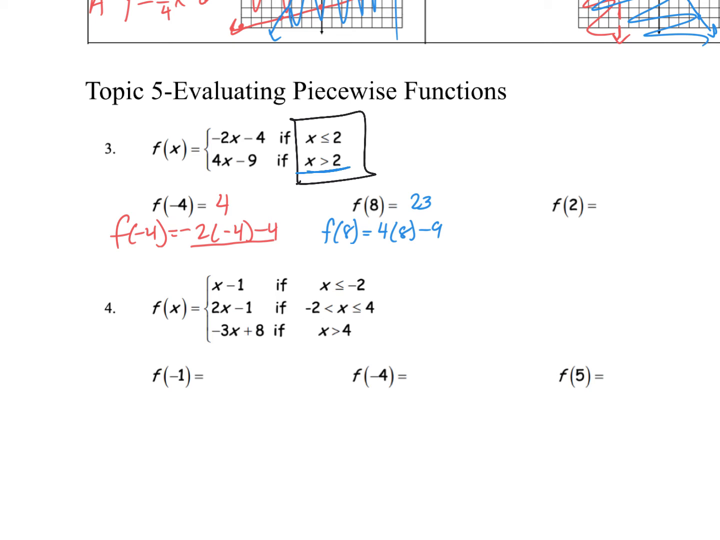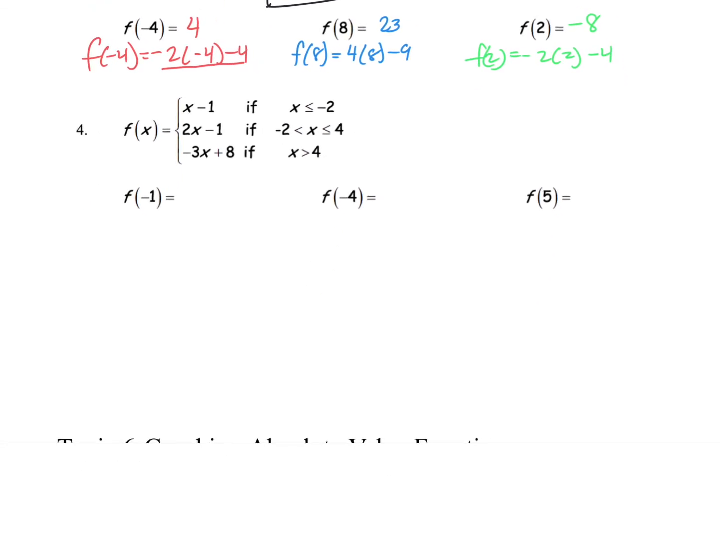And then f of 2, well, 2 is equal to 2. So we're going to use that first function, f of 2 equals -2 parentheses 2 minus 4. And -2 times 2 is -4. -4 minus 4 is -8. All right. Next part.